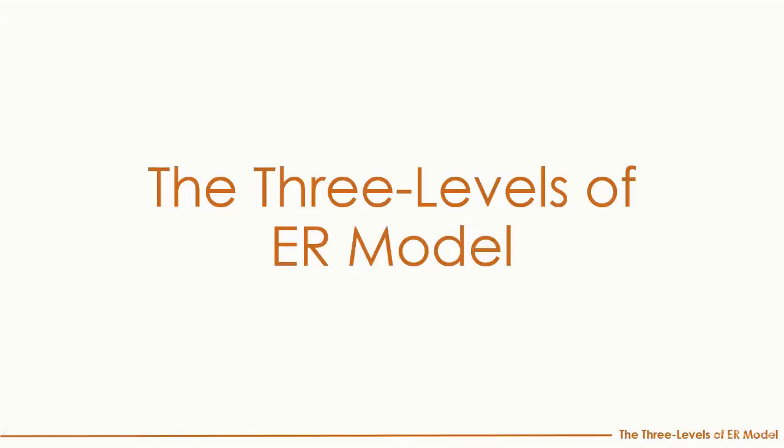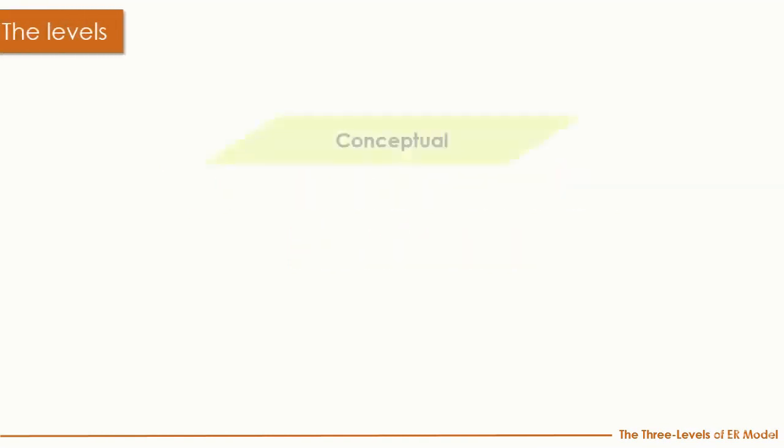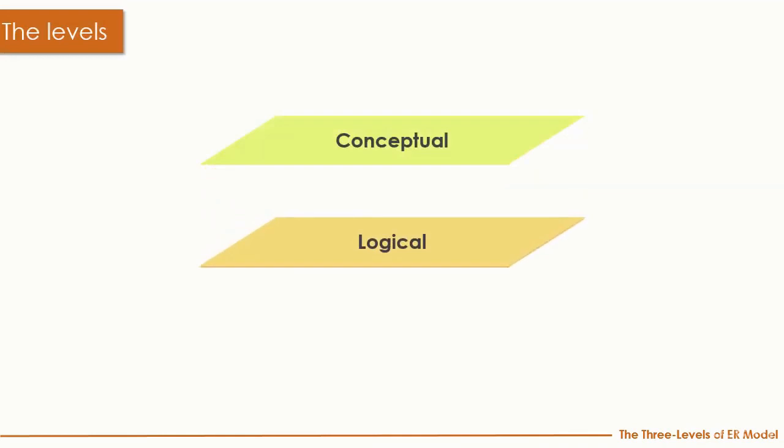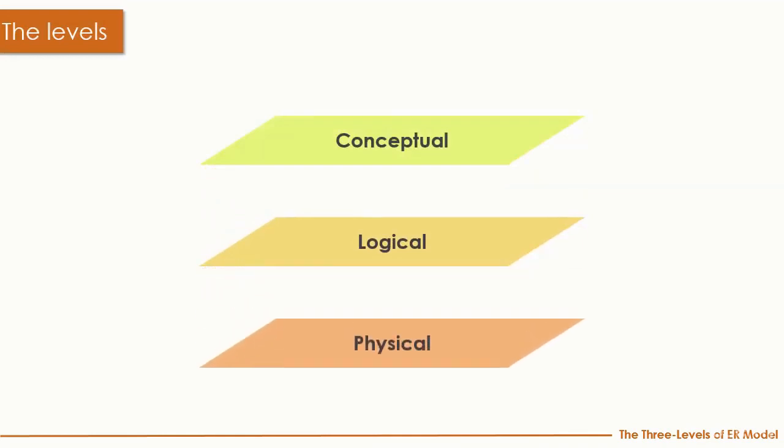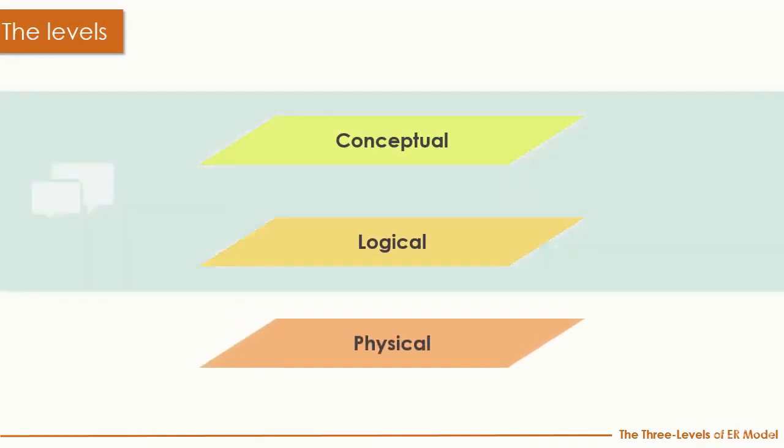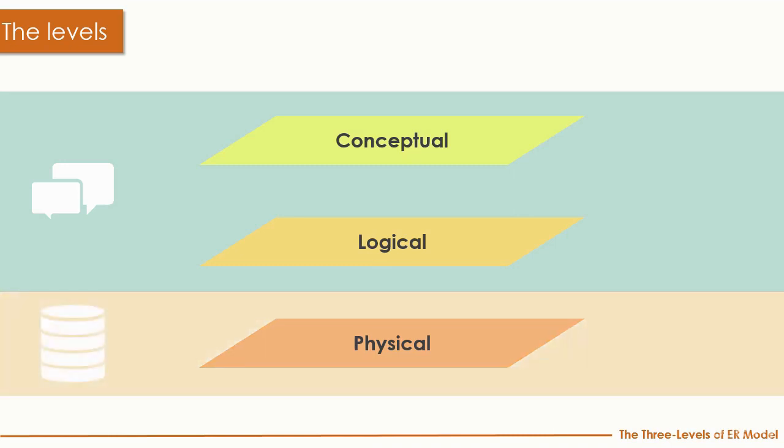The 3 levels of ER model. We may draw different types of database design diagrams. Basically, we can separate them into 3 levels. They are conceptual, logical, and physical. The conceptual model and the logical model are not for database generation. They're more for discussions to verify the design and the requirements. While the physical database design is for generating the physical database for the running system. Let's just walk through what they are.